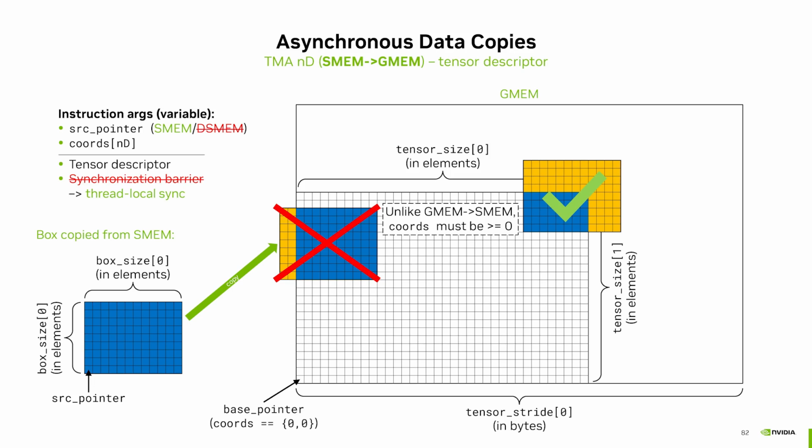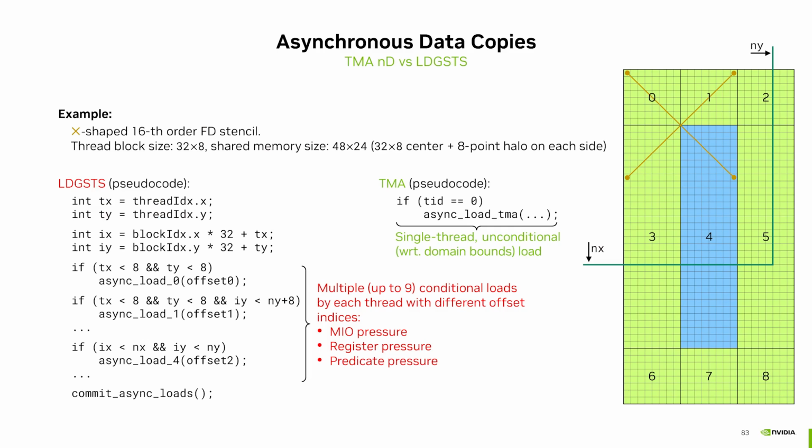OK, so now let's discuss advantages of TMA copies over, for instance, LDG-STS. Here I'm showing the finite difference codes that typically compute derivatives from shared memory. In this example, in order to load data into shared memory, we need to invoke LDG-STS on each of these 9 regions: the central region and then the halos. For each region, we need to make sure that we don't run outside of the global computational domain, which is depicted by an X and Y here. On top of that, we need to compute different offsets into global memory and so on.